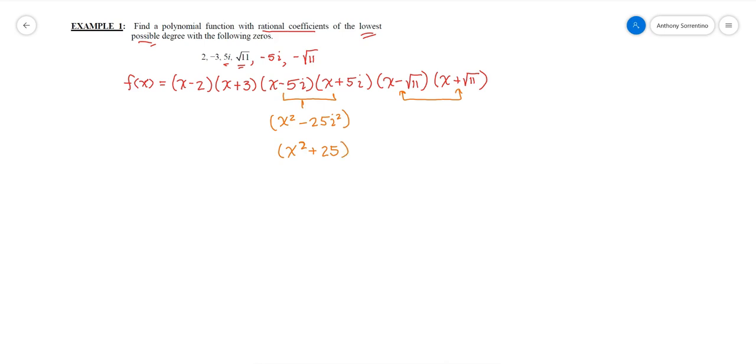And likewise with this, I can skip this multiplication and this multiplication because again in that process, since they're conjugates, the O and the I part of the foiling process will cancel out. Same thing with this. x times x is x squared. Negative square root 11 times positive square root 11 is going to give me a minus 11.